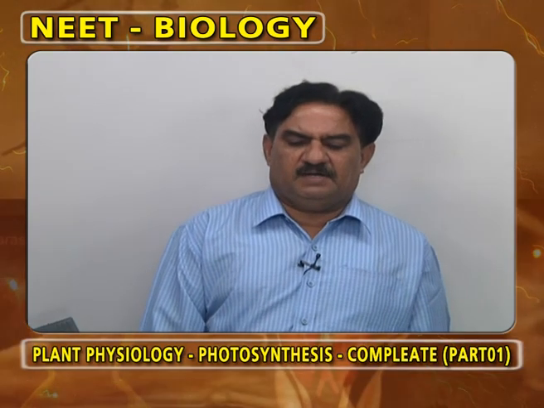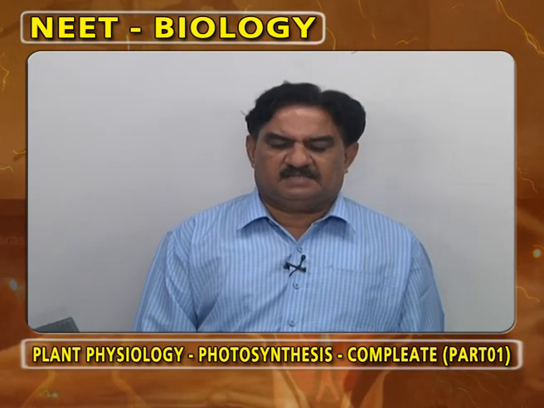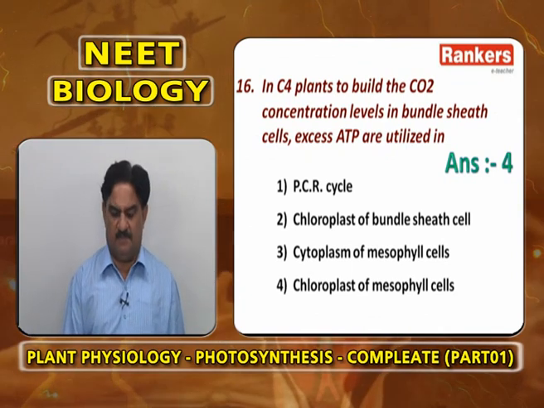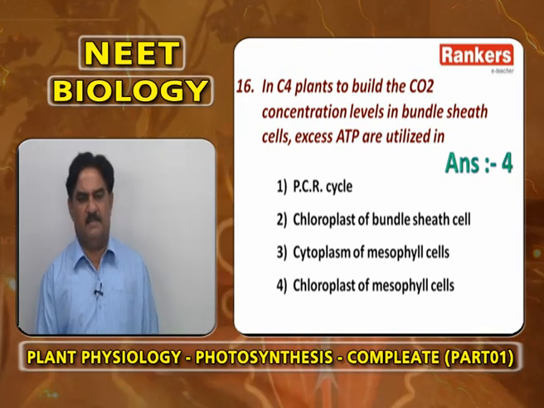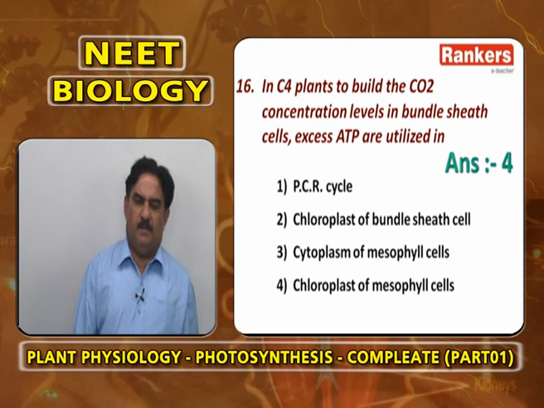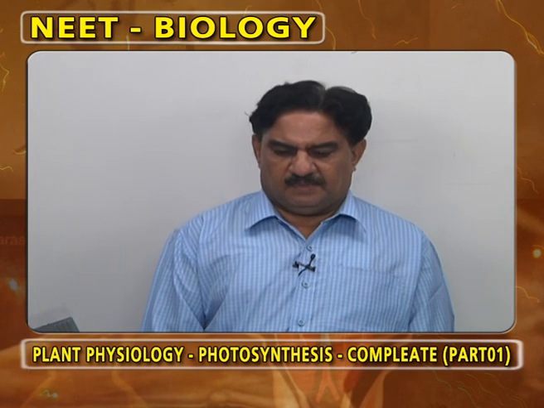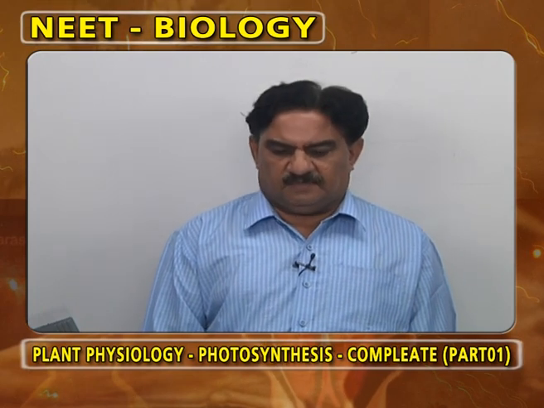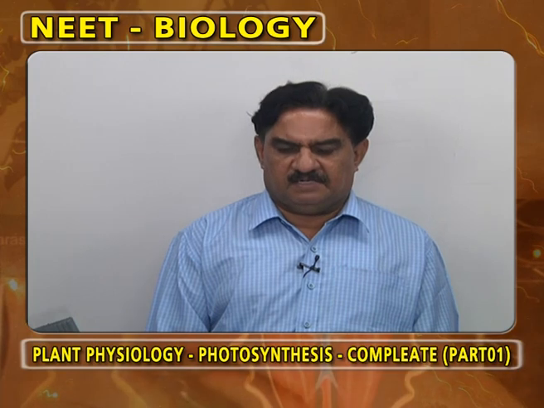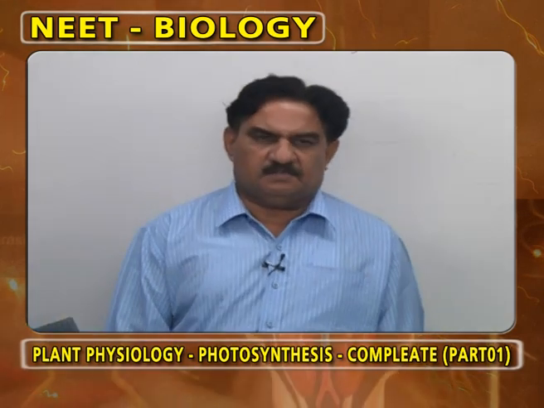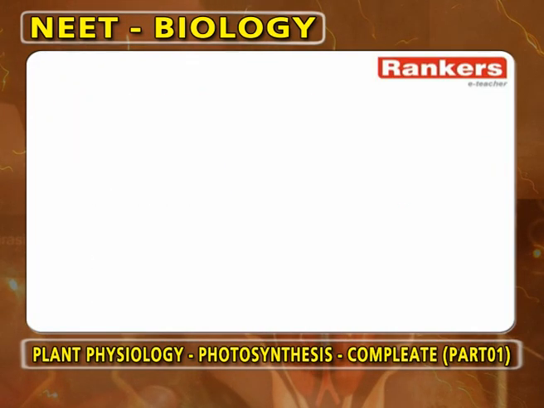So, in C4 plants, to build the CO2 concentration levels in bundle sheath cells, excess ATP are utilized not in PCR cycle, not in chloroplast of bundle sheath cells, not in cytoplasm of mesophyll cells, but in the chloroplast of mesophyll cells. That excess of 2 ATP, in the presence of pyruvate dikinase, pyruvic acid takes and converts it into phosphoenol pyruvic acid. So, 16th question: in C4 plants, to build the CO2 concentration levels in bundle sheath cells, excess of ATP are utilized in chloroplast of mesophyll cells. So, that is the fourth one.